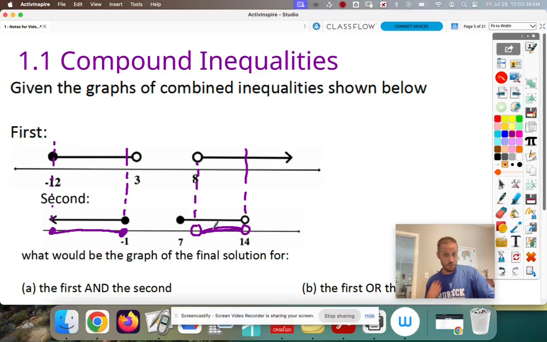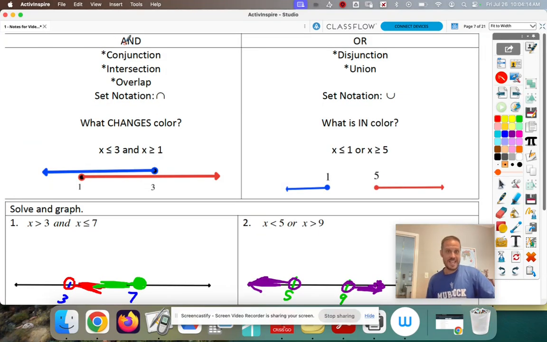If I'm okay with either of them being true, an or statement basically takes the union of everything. And so whether just one is true, or like here where both are true, or here where just one is true, we take it all. Same thing here. Here where just one is true, and then here where both are true, and then here where only one is true. And so you would actually get this graph that goes from, here, I'll draw it up here, from 3 all the way down to -infinity, and here a closed circle at 7 all the way up to +infinity.